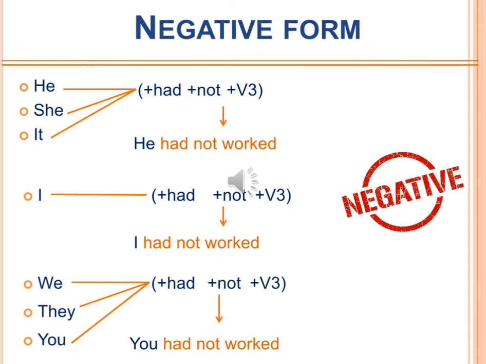Negative form: he, she, and it, plus had, plus not, plus verb 3. Example: he had not worked. I plus had plus not plus verb 3. Example: I had not worked. We, they, and you, plus had plus not plus verb 3. Example: you had not worked.